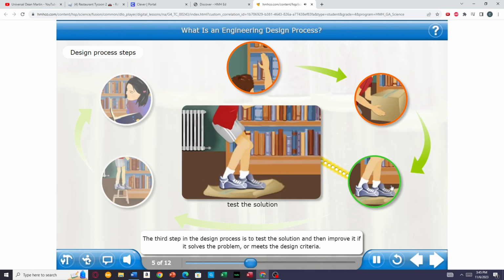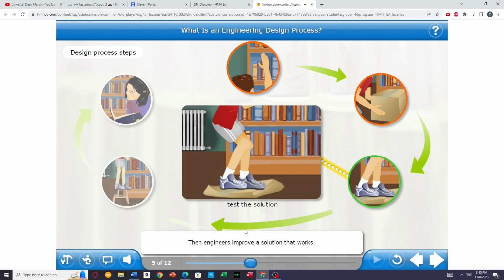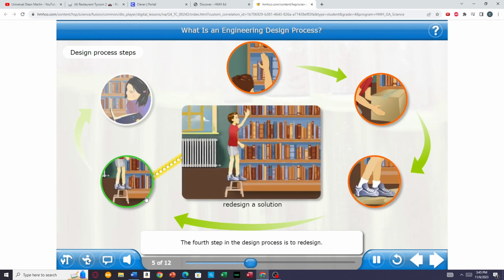The third step in the design process is to test the solution and then improve it if it solves the problem or meets the design criteria. Engineers test their solutions to make sure they work. Then, engineers improve a solution that works. The fourth step in the design process is to redesign. If the original design does not work to solve our problem, we have to come up with a new solution. If the first design did work, this step can be skipped.